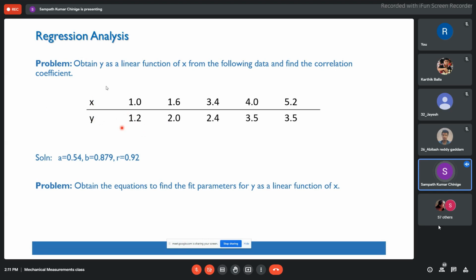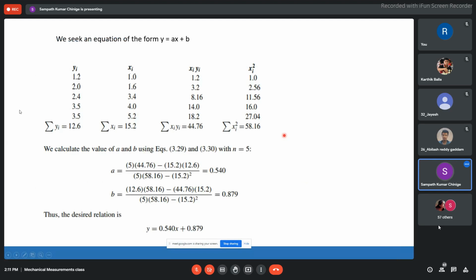So you can see what can be done. First, you need to find sigma x, sigma y, and xi into yi. First, multiply these two, xi into yi, and then summate that, sigma xi yi. Then you square xi, xi square, and then summate that, sigma xi square. And now you know the formulas for A and B. That's what I have done here: yi, xi, yi, xi square. And then I have found the summation of yi, xi, sigma xi yi, and sigma xi squared. The summation of this whole term is 58.